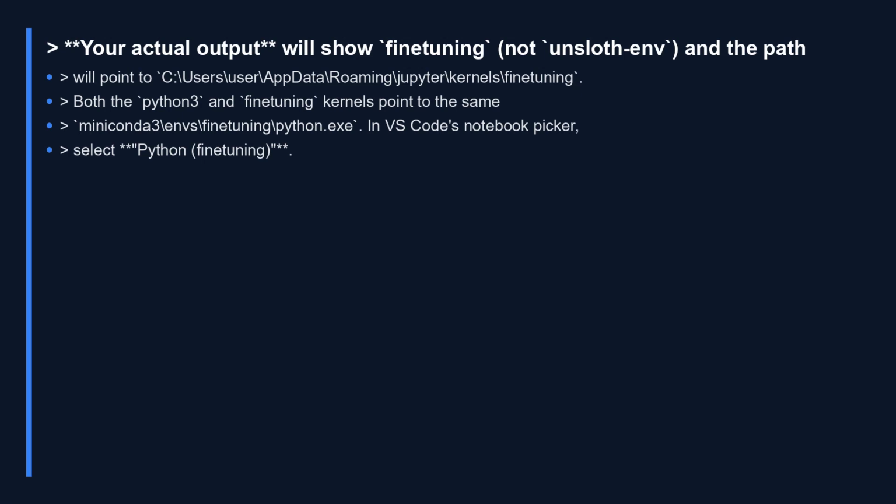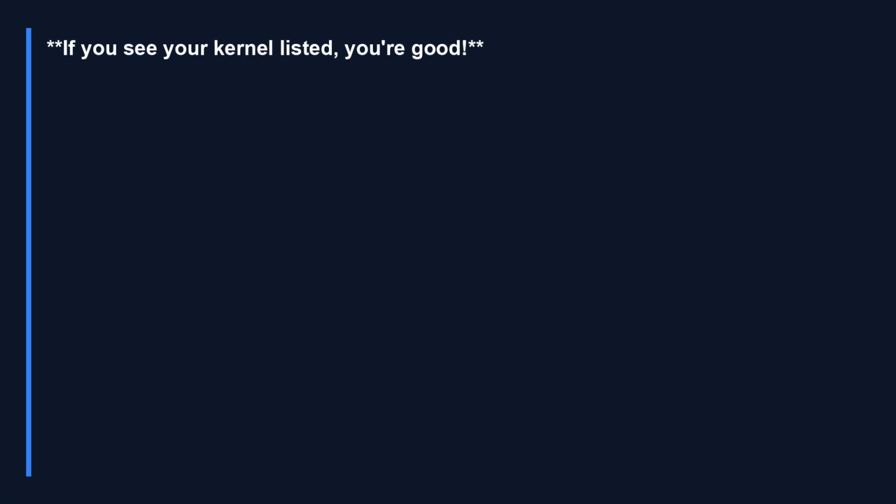Your actual output will show fine-tuning, not unsloth-env, and the path will point to C:\Users\user\AppData\Roaming\jupyter\kernels\fine-tuning. Both the Python 3 and fine-tuning kernels point to the same Miniconda 3 environment. If you see your kernel listed, you're good.